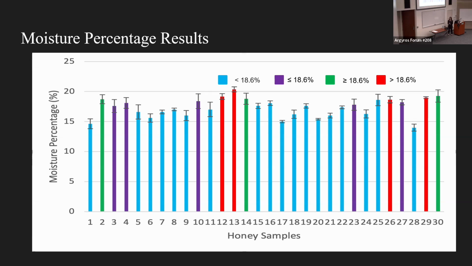And then in the red is where I calculated that it was above 18.6%, as well as the standard deviation above 18.6%. So I can confidently say, well, it's most likely that these 4 samples were diluted, but I can't say anything yet. And for honey sample number 13, I found the highest moisture percentage, which was around 20.38. And I think that's all I want to talk about.